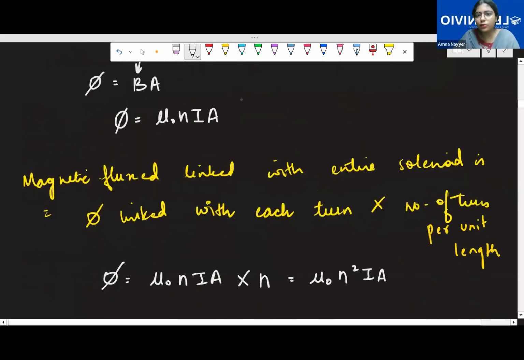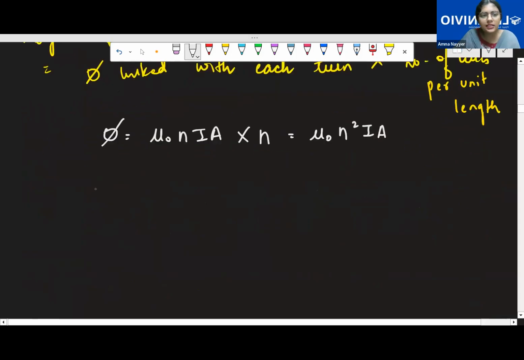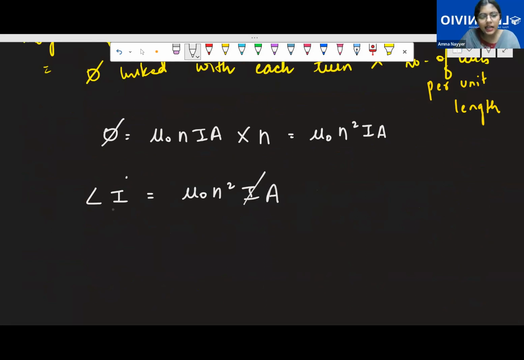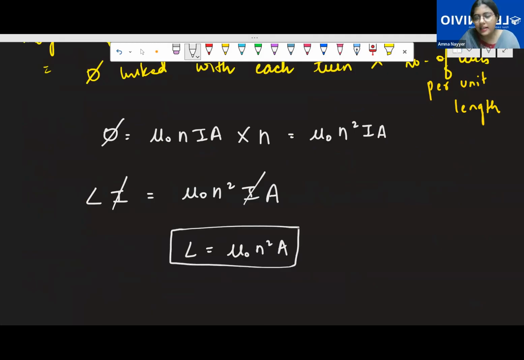Let's equate both of them because both give us the flux. Li is equal to mu naught n square i A. The current will cancel. The formula of L is mu naught n square A. A direct question has come from this formula also. Apart from the derivation, in the 2020 paper, this derivation came as it is for self-induction.